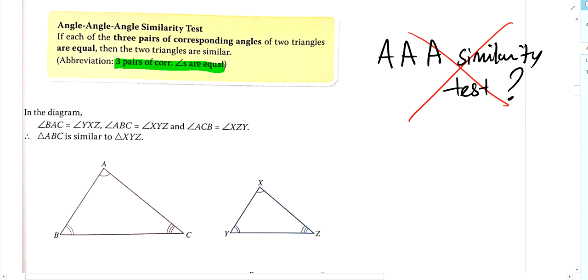When you want to use the angle, angle, angle similarity test, your explanation can only be 3 pairs of corresponding angles are equal. Okay? I'm making that very clear right now. I'm making that very clear. You are not allowed to write anything else.